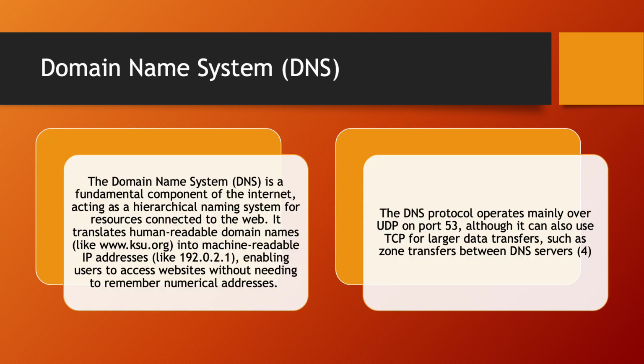The Domain Name System is a fundamental component of the internet, acting as a hierarchical naming system for resources connected to the web. It translates human-readable domain names like www.ksu.org into machine-readable IP addresses, enabling users to access websites without needing to remember numerical addresses. The DNS protocol operates mainly over UDP on port 53, although it can also use TCP for larger data transfers, such as zone transfers between DNS servers.